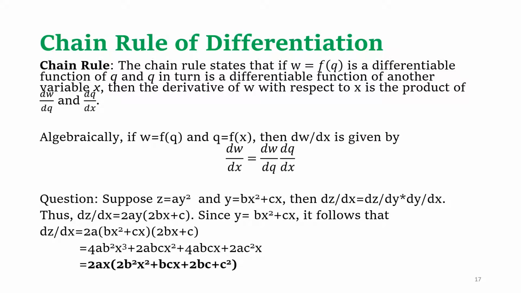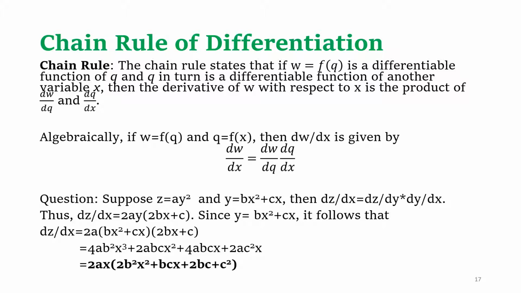Now let's look at the chain rule of differentiation. The chain rule states that if w equals f of q, a differentiable function of q, and q in turn is a differentiable function of another variable x, then the derivative of w with respect to x is the product of dw/dq and dq/dx, right? So if w equals f of q and q equals f of x, then dw/dx is given by dw/dq times dq/dx, right?